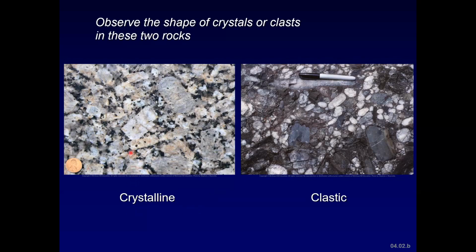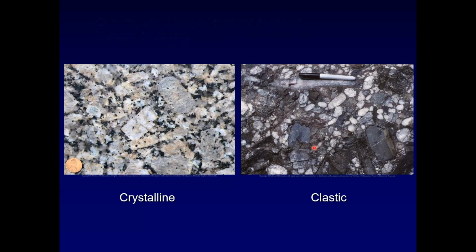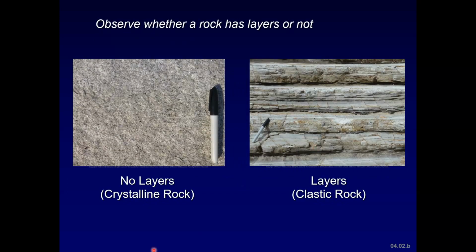And shapes can differ quite a bit. This is a granite on the left with squared feldspar crystals and smaller minerals as well. This is a breccia. It has rounded limestone clasts within it. Rocks can be layered or not. So crystalline rock here has no layers, another granite. And this sandstone is layered. You can see it on the outcrop scale here.